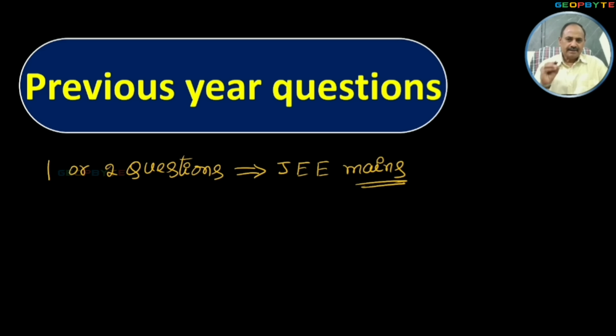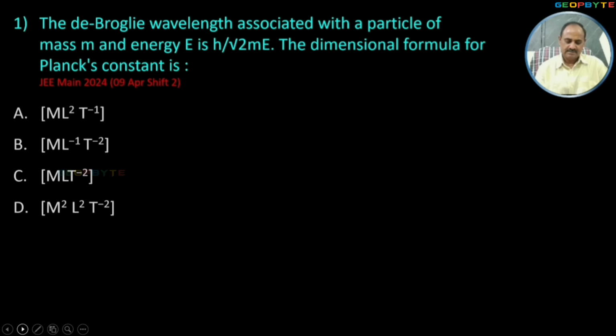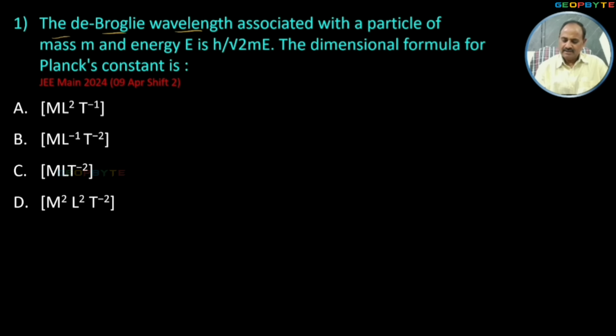Shall I take the very first question? Yes. Look at the very first question, asked like this. The de Broglie wavelength associated with a particle of mass m and energy E is h by root 2mE. You are asked to decide the dimensional formula for the Planck's constant. It was asked in JEE Mains 2004, April 9th, shift 2.